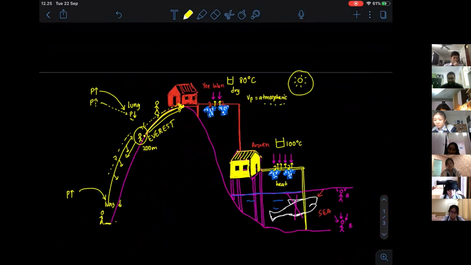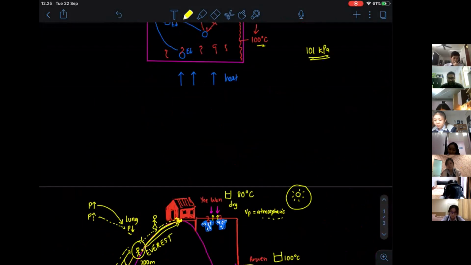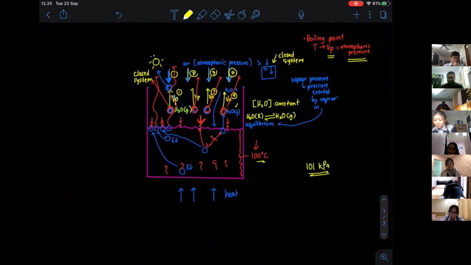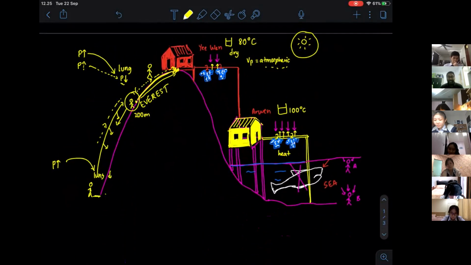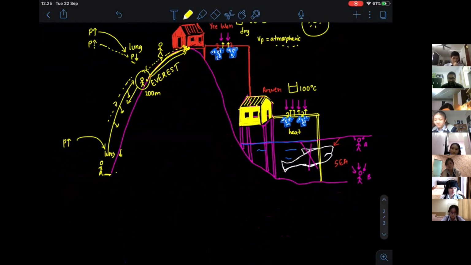When you look at the vapor pressure, I've explained about vapor pressure, I've explained about atmospheric pressure and boiling point. I even tried to explain using some daily applications related to vapor pressure and atmospheric pressure. So what are the things that you must know? You need to know what vapor pressure is.